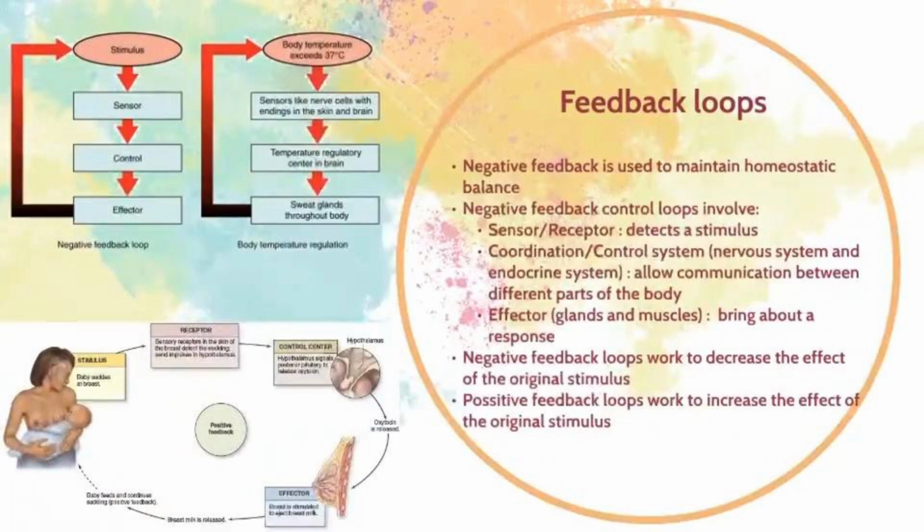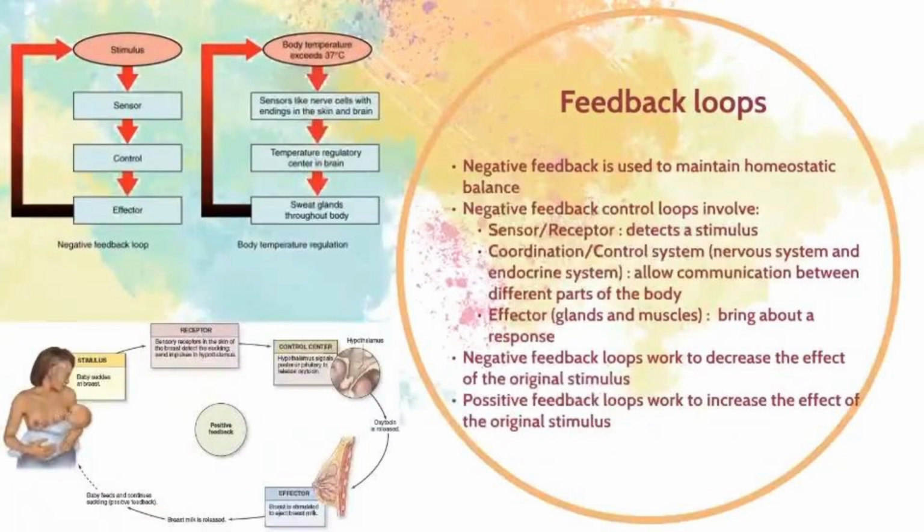Okay, we're now going to go over another example of a negative feedback loop so that we can really understand what the sensor is, what the coordination system is, and then what the effector is. Because in your exams you could be given an example and be asked to detail how that is used in a negative feedback loop. So an example would be if you get too cold.